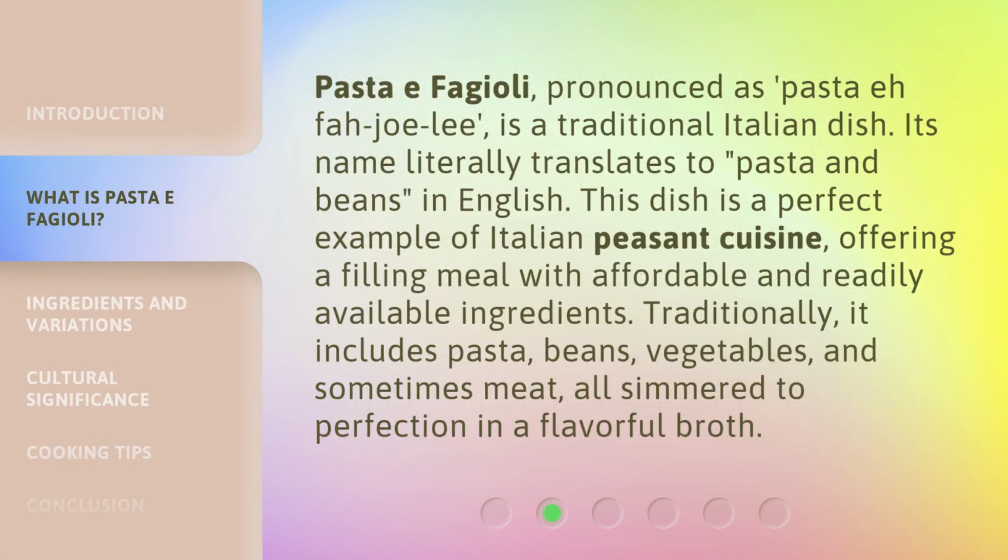Pasta e fagioli, pronounced as pasta e fagioli, is a traditional Italian dish. Its name literally translates to pasta and beans in English. This dish is a perfect example of Italian peasant cuisine, offering a filling meal with affordable and readily available ingredients. Traditionally, it includes pasta, beans, vegetables, and sometimes meat, all simmered to perfection in a flavorful broth.